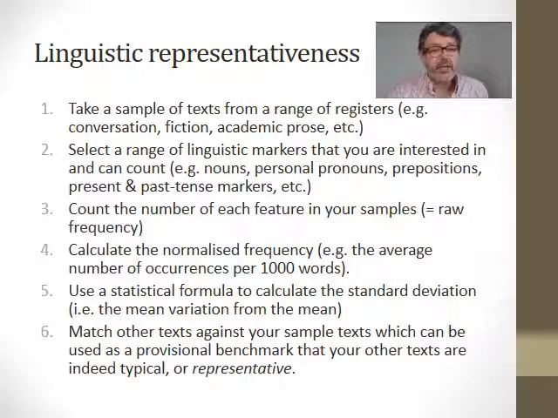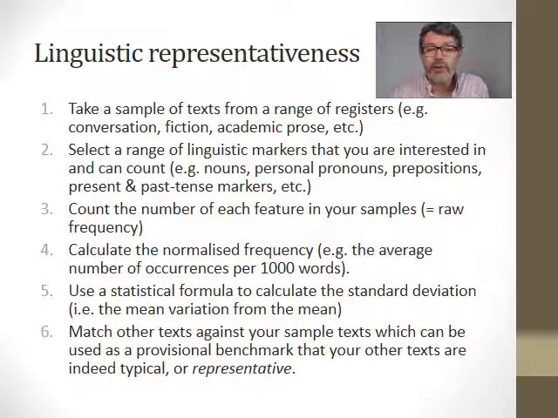Lovers of statistical rigour, then, might sniff at the Scots corpus and prefer the linguistic representativeness described by Biber. The steps for determining linguistic representativeness are listed on the slide. First, you take a sample of texts from a range of registers like conversation, fiction, academic prose, and so on, and these should be uncontroversial, straightforward examples of each register.